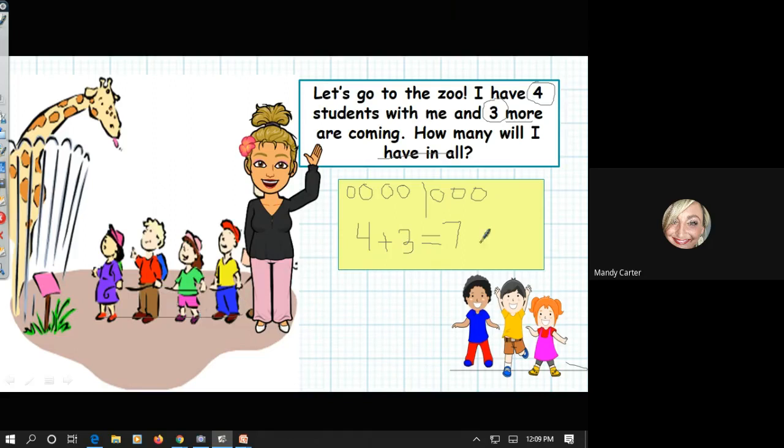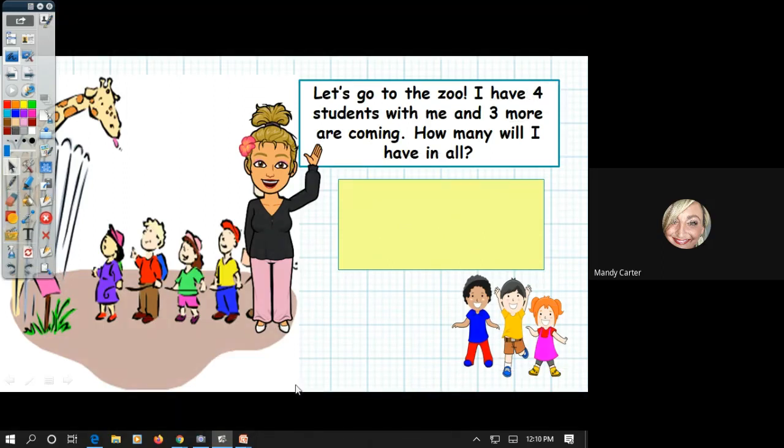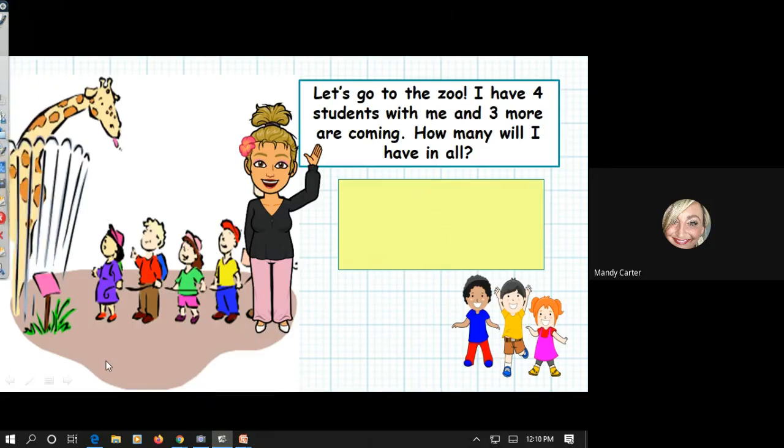What are in the 7? Children. It's always important when we're doing word problems to include that label. 7 children. All right, so 7 children. We know that's how many are going to the zoo. So let's continue on and see what we see when we go to the zoo.